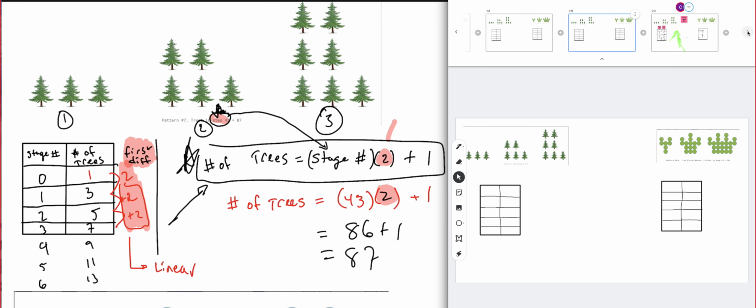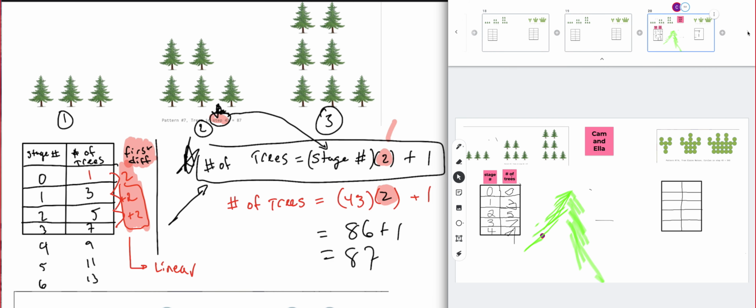Okay. It's a very nice tree, Caminella. Very nice tree. Okay. You didn't have to erase it.